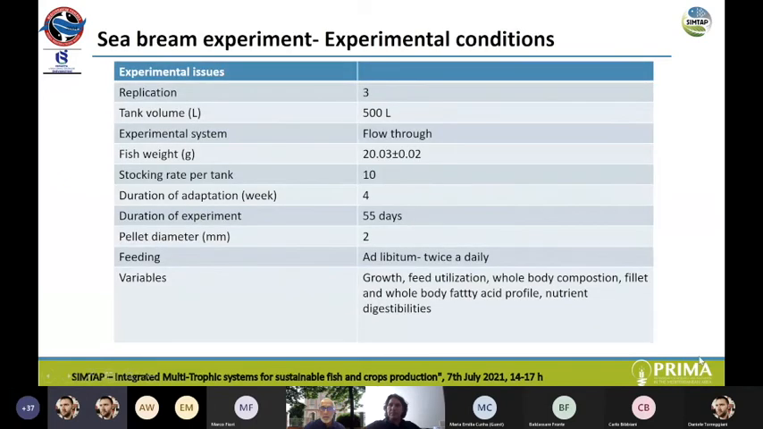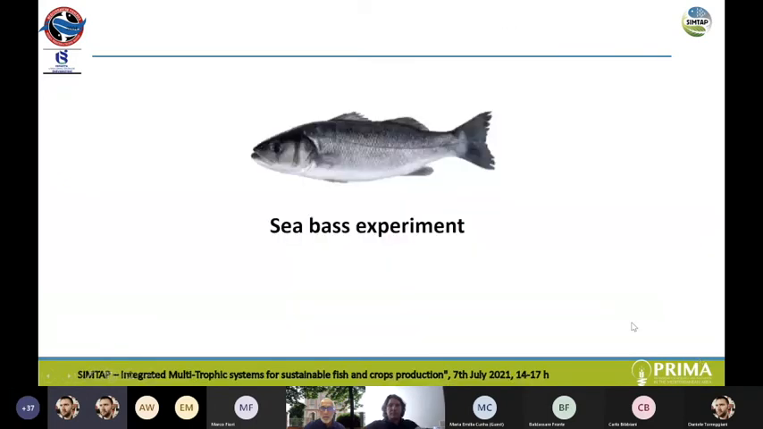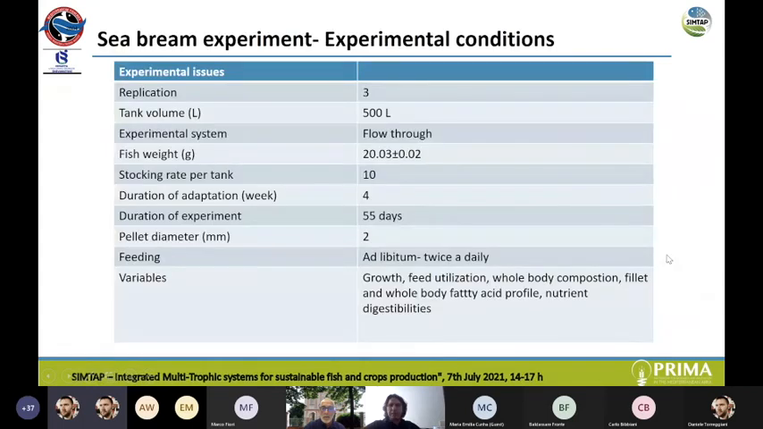I swapped the pictures. I am sorry. It should be gilthead sea bream, not CBAS. Yeah, let's move to experimental condition.